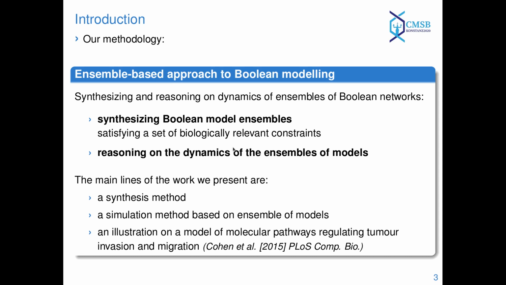And secondly, we want reasoning on the dynamics of the ensembles of models by running simulations taking into account all these models. To do so, simulations are aggregated through averaging. It's particularly interesting because it allows an interpretation at the level of cell population and takes into account its potential heterogeneity. We can then quantify the propensities of reachable attractors possibly subject to network perturbation.